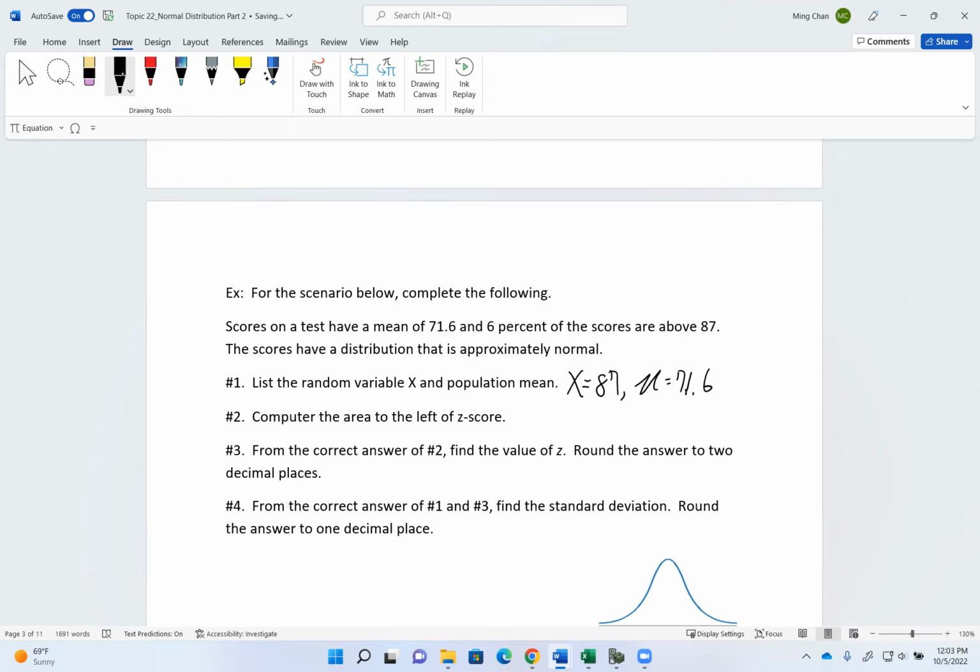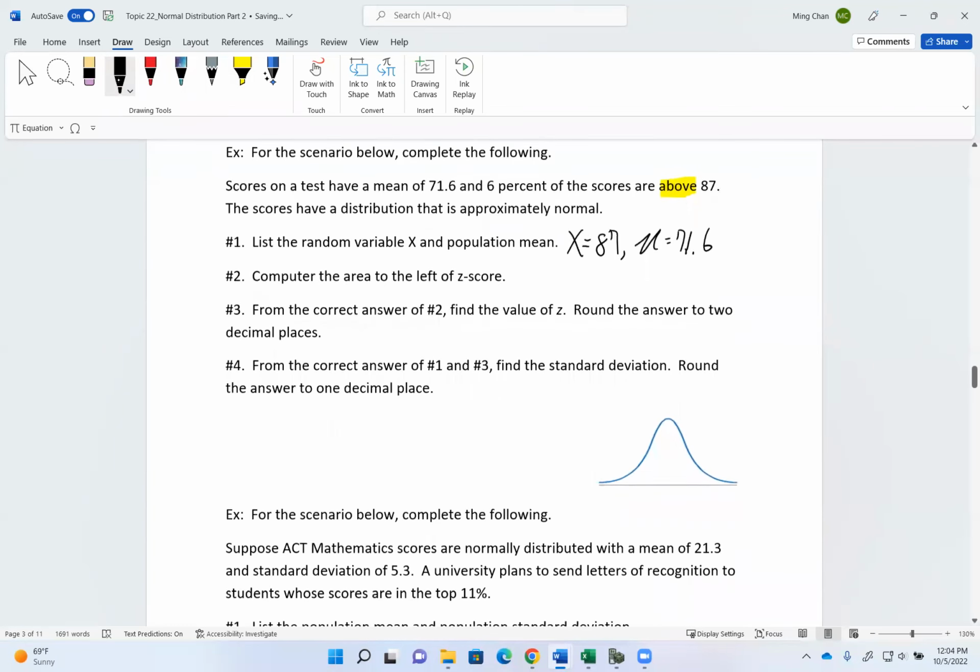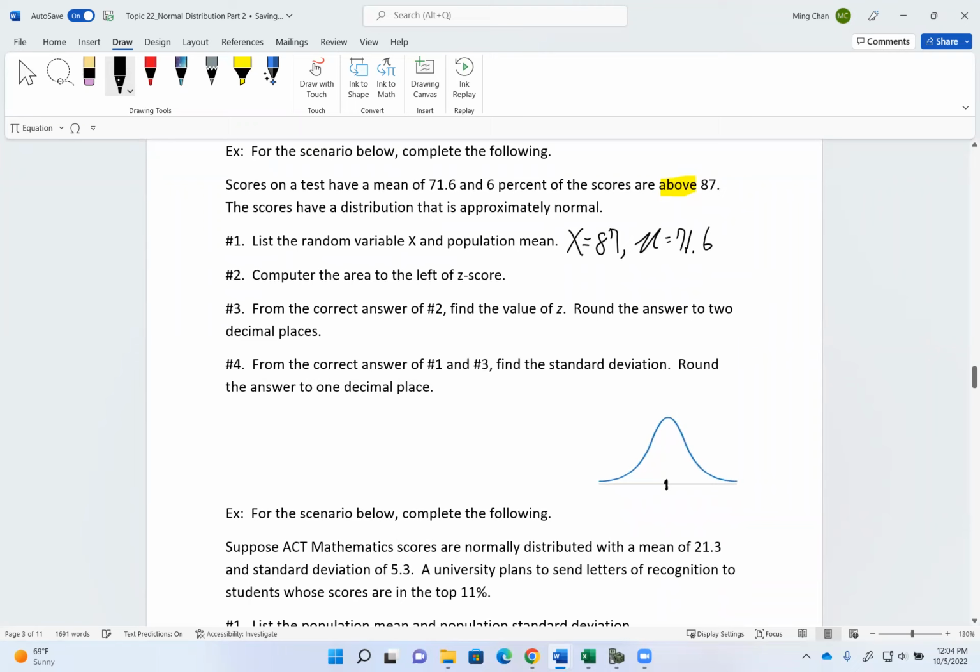So this word above tells me, okay, so think about this. The mean is 71.6, 87 is to the right of it. Okay, so we know the mean under the standard Z is 0. So the area, okay, the 6% is referring to the right of 87. That's where the 6% is, which is 0.06.